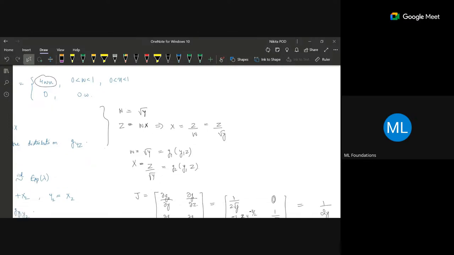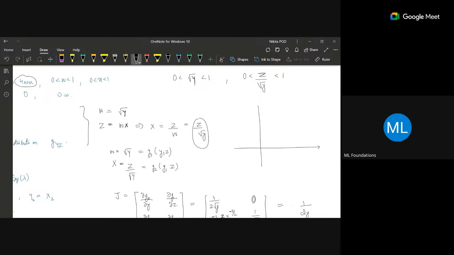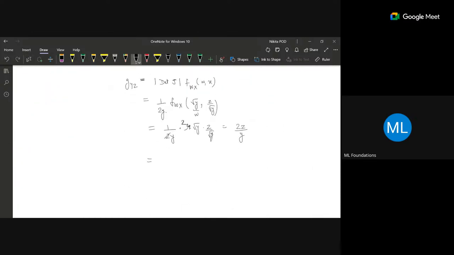Again, we need to find out the range for this w and x, right? So w lies between 0 and 1. So root y will also be between 0 and 1. And x lies between 0 and 1. So your z by root y will also lie between 0 and 1. So this is 2z by y, and 0 otherwise. We need to find the limits for y and z.